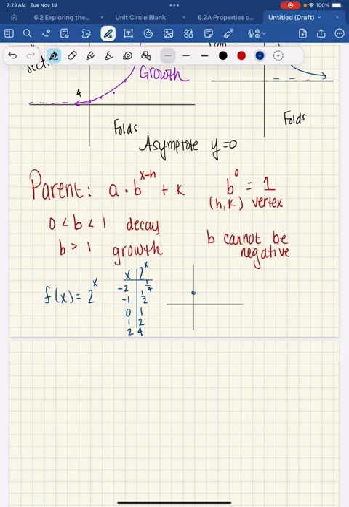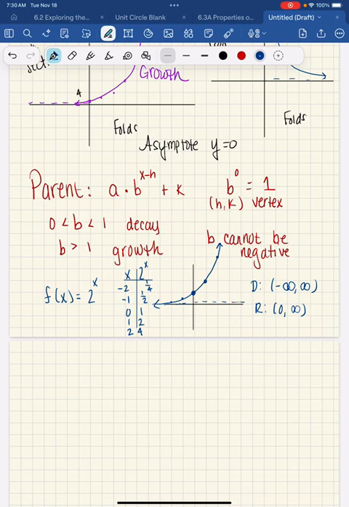So anything to the 0 power is 1. You get 0, 1, 1, 2, 2, 4, negative 1, 1/2, negative 2, 1/4, and the graph looks something like such. And then draw in your asymptote. Okay, so the domain is going to be all real numbers, and the range is going to be y is greater than 0. Not exactly 0. There's no number that you're going to plug in for x that is going to make y 0.